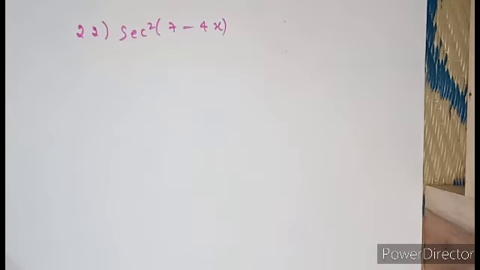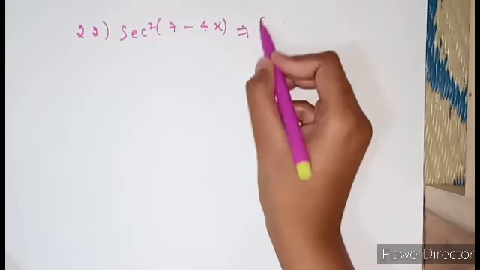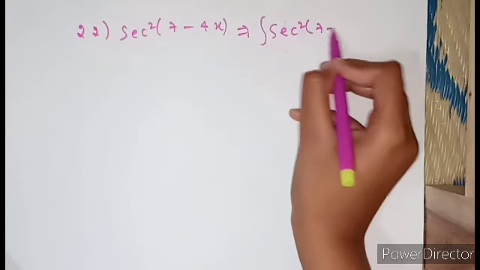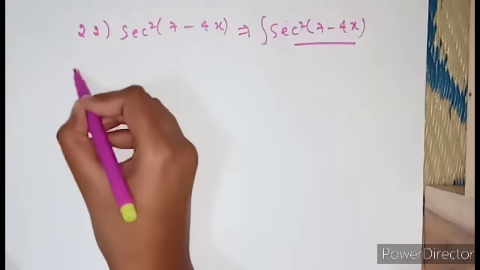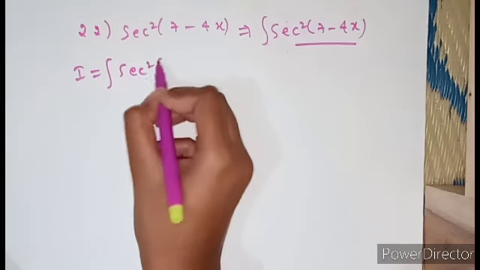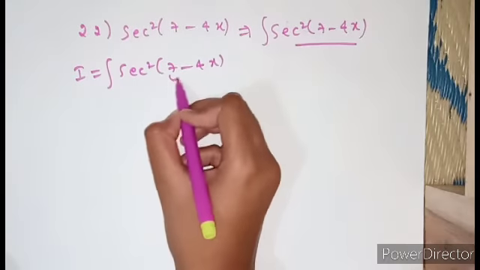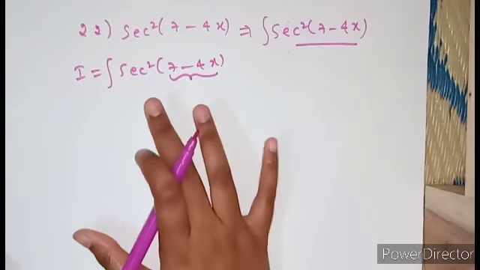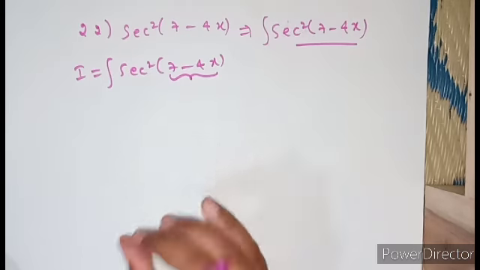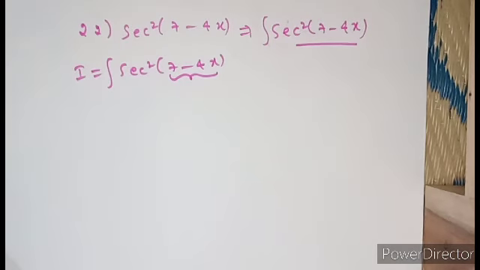Secant square of 7 minus 4x. First take the integral of secant square of 7 minus 4x. Let us take this integral as I equals integral of secant square of 7 minus 4x. Here we have an integral formula for secant square, so don't use any formula.